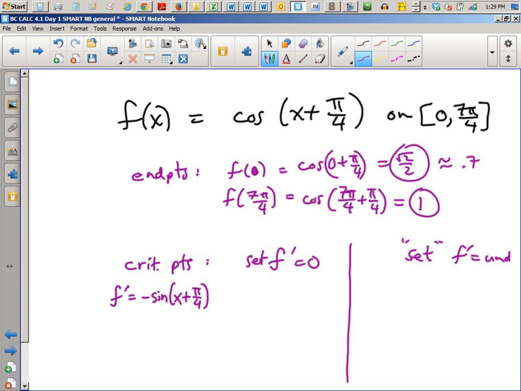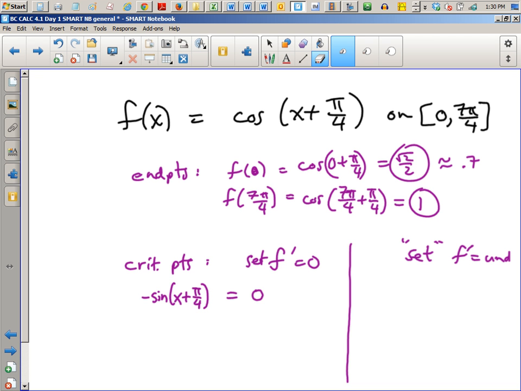If I set that equal to 0, you can kind of do this in your head, because you guys are actually pretty good at this stuff. You know your unit circle really well. So you just ask yourself, what kinds of angles have a sine of 0? Well, pi does, right? And so if this was like a 3 pi over 4, and you add a pi over 4, you're going to get pi. So 3 pi over 4 would make this statement true. You can just tell by looking at it.